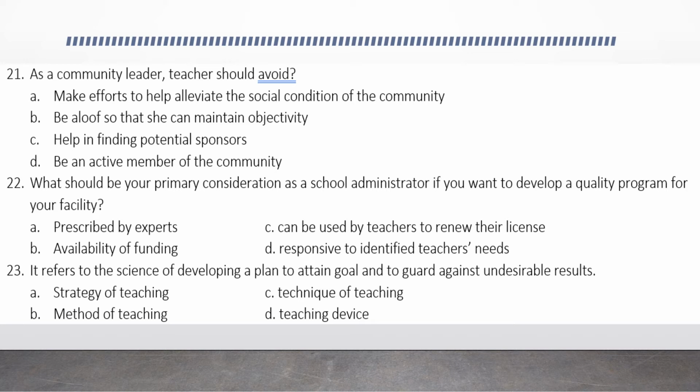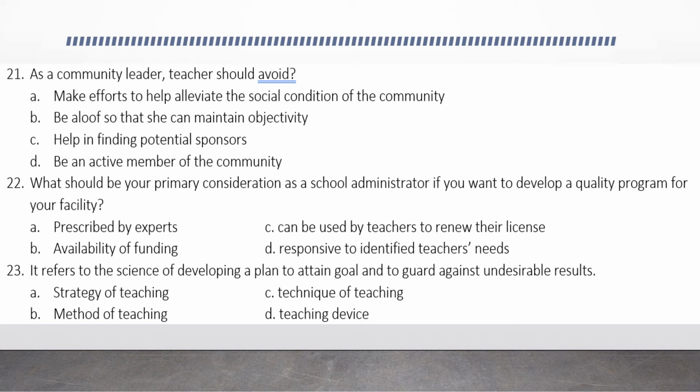A. Make efforts to help alleviate the social condition of the community. B. Be aloof so that she can maintain objectivity. C. Help in finding potential sponsors. D. Be an active member of the community. So remember ha, community leader man. So asa may dapat nating iwasan or likayan? Of course, letter B, being aloof.